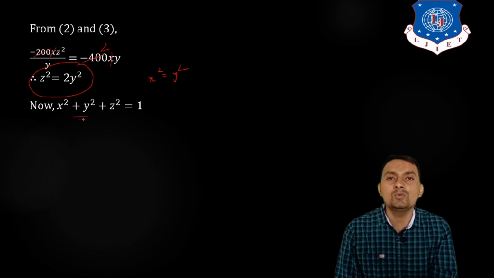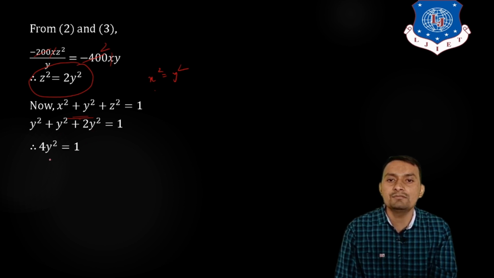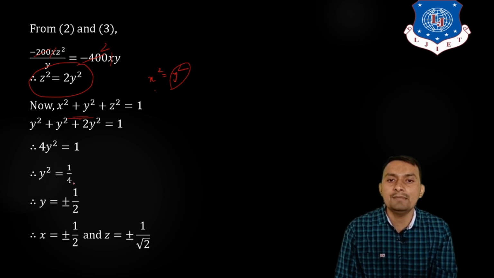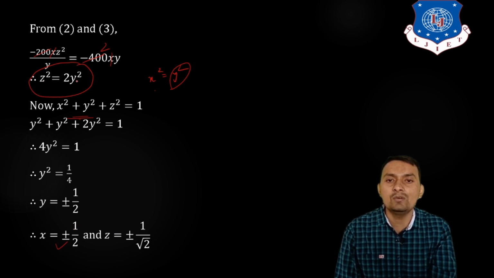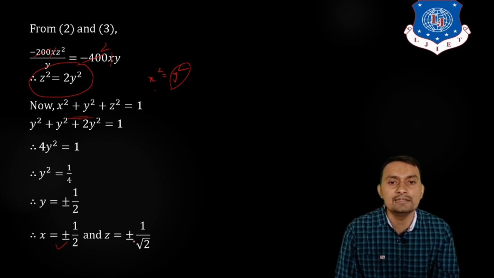That means we convert this equation into one variable. So x square is equal to y square, and z square is equal to 2 times y square. When we simplify, we get y square is equal to 1 by 4. So x square is also 1 by 4. When we take roots, we get x equal to plus or minus 1 by 2, and y also plus or minus 1 by 2, and z square is equal to 1 by 2, so z is equal to plus or minus 1 divided by root 2.